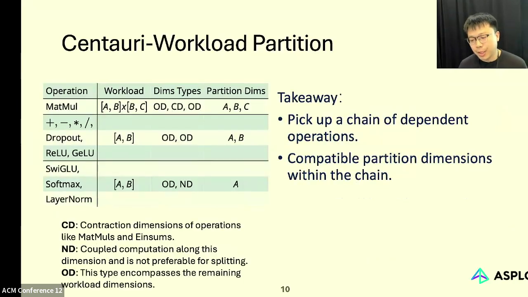The final partition is workload partitioning. First, we need to pick up a chain of dependent operations. Then we divide the dimensions of operations into 3 types: contraction dimensions, CD, like the second dimension of the matmul, the non-split dimensions, such as the second dimension of the softmax, and the other dimensions. At the same time, we must ensure compatible partition dimensions within the chain.